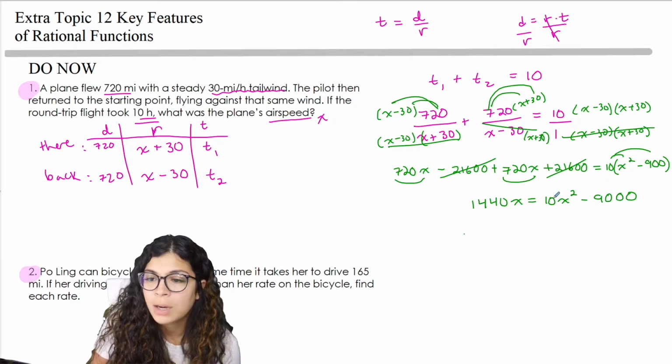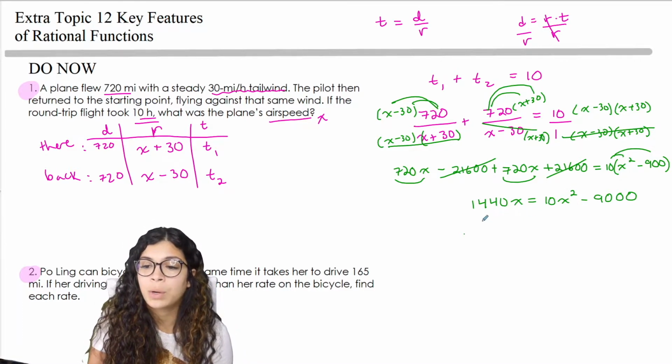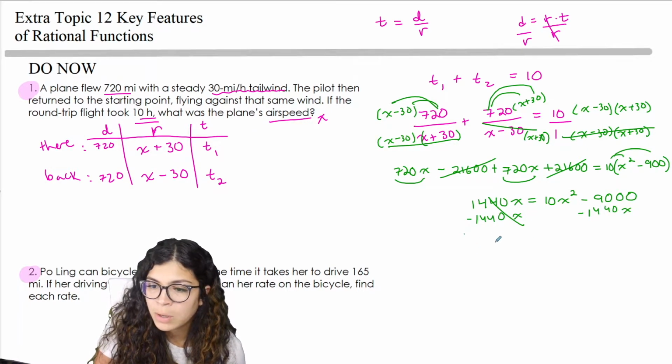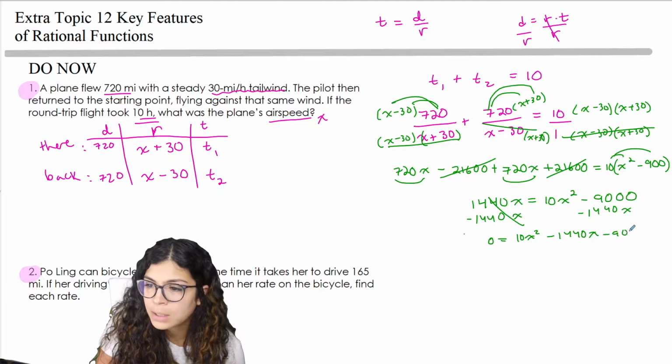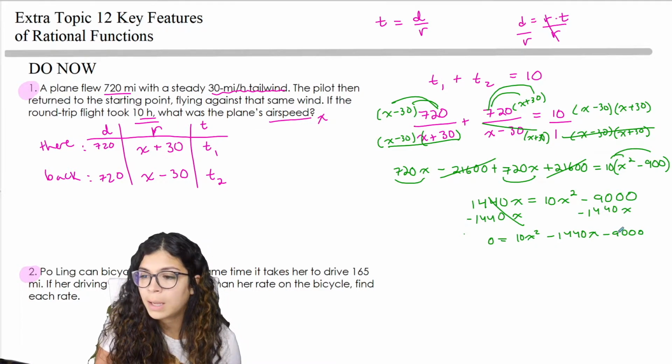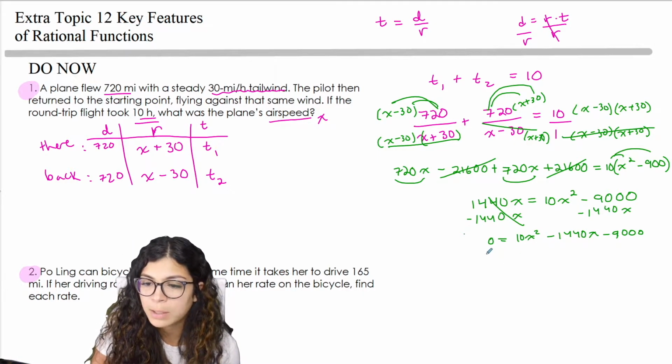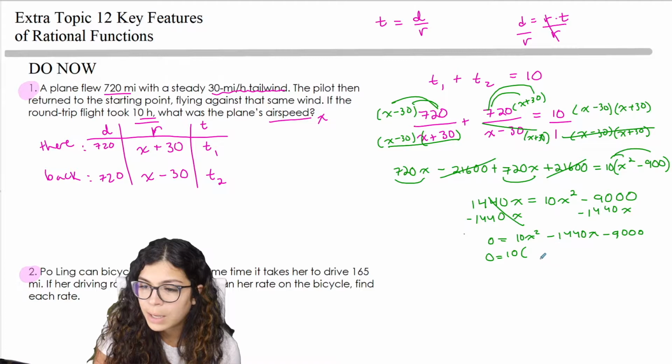Now you see that we have a highest power of 2, which means we have a quadratic. I'll bring the 1440x over to the right-hand side by subtracting it. Now I have the equation 0 equals 10x squared minus 1440x minus 9,000, and I need to solve for this. I can factor out 10 from all of these, and we get x squared minus 144x minus 900.